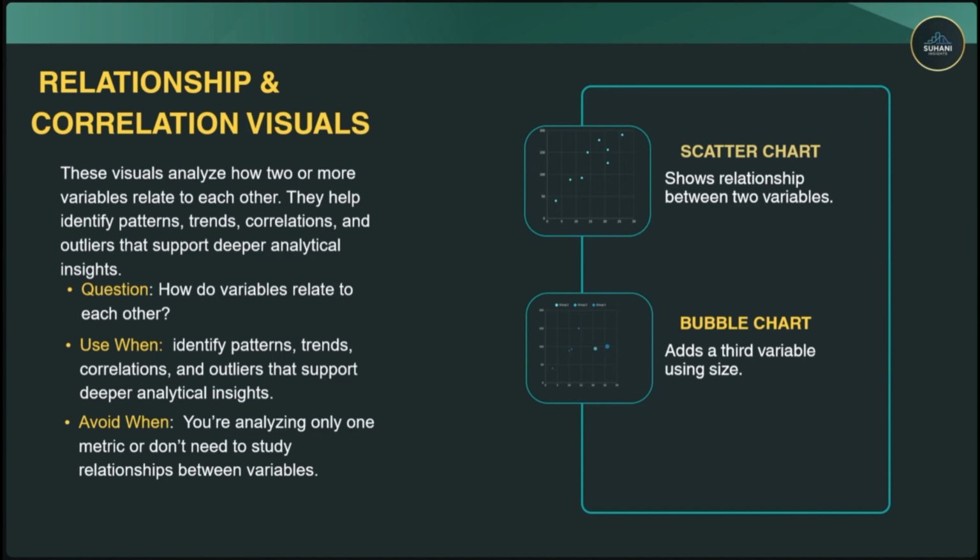So the questions we ask with these visuals are: how do variables relate to each other? Is there a relationship between them? For example, the demand is increasing, so is the supply also increasing or not? The season is changing and winter is coming, so the demand for winter clothes is increasing in the market, and so the supply of winter clothes is also increasing. That was the kind of question.